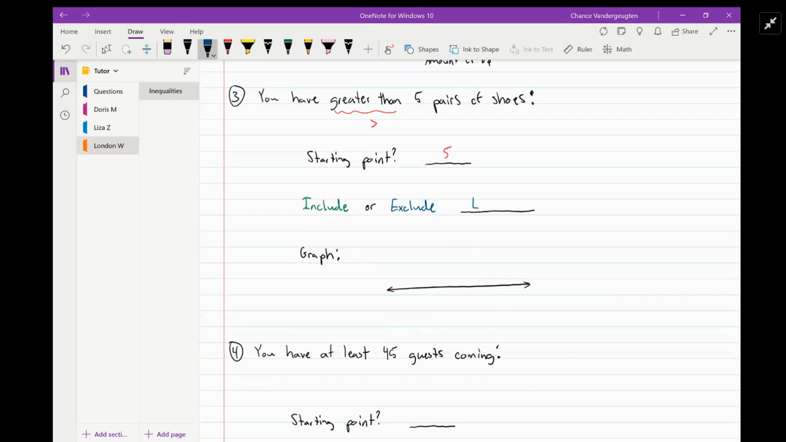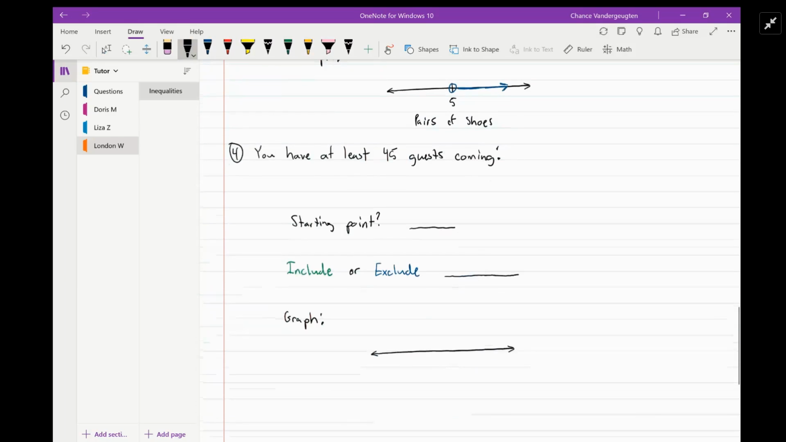So we're going to actually exclude the point, meaning we can't use the number 5. We can't have 5 pairs of shoes. We'll still use that as our starting point here, but when we draw the graph, we're going to be using that open circle, meaning that we can't have 5. And because it's greater than, we're going to be going to the right here. And then we'll label the graph. We can label this pairs of shoes.